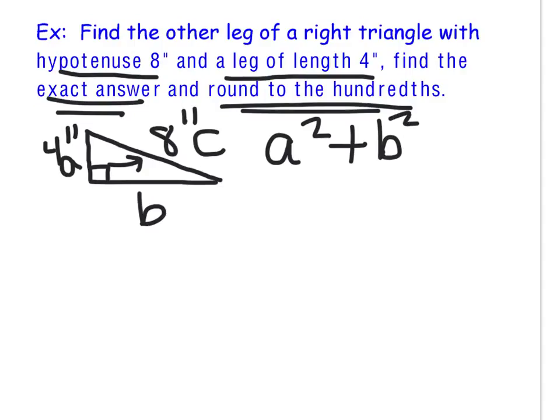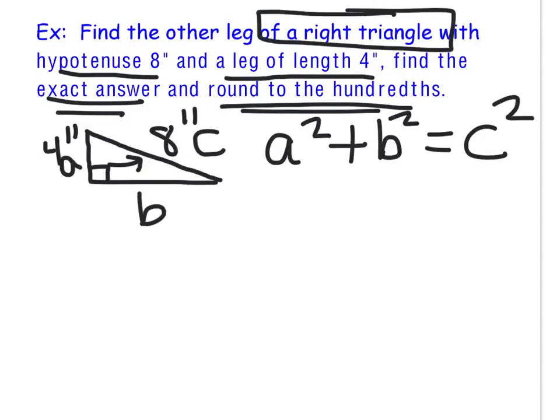This works when you know two sides of a right triangle, okay? So it tells you it's a right triangle. All right, now let's try plugging in our numbers. All right, so A is a leg, all right?